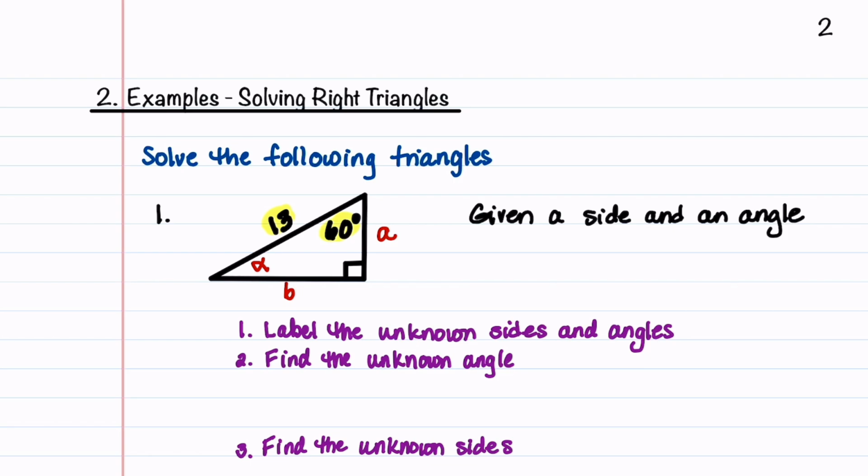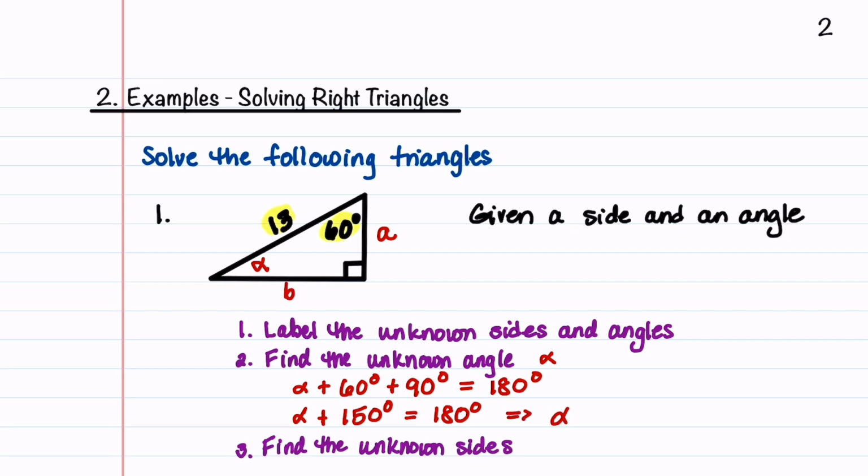The next thing we'll do is find the unknown angle, and this is alpha. To find alpha, we're going to use the fact that all three angles have to add up to 180 degrees. So we have alpha plus 60 degrees plus our right angle, which is 90 degrees, is equal to 180 degrees. So alpha plus 150 degrees is 180 degrees. That tells us that alpha is 180 degrees minus 150 degrees, which is 30 degrees.